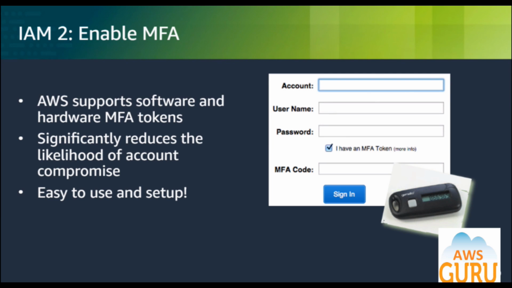AWS supports a number of form factors for MFA, including virtual tokens, which can run on any application that supports the Open TOTP standard. Google Authenticator is a good example of that. We also support tamper-evident hardware-based tokens like Gemalto. Regardless of the form factor you choose, enabling MFA is a simple security control that can be enabled in minutes, and the return on investment from a security perspective is huge.